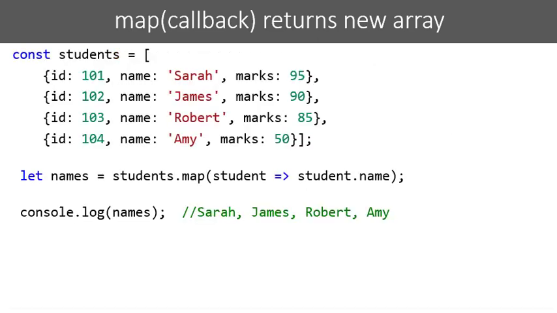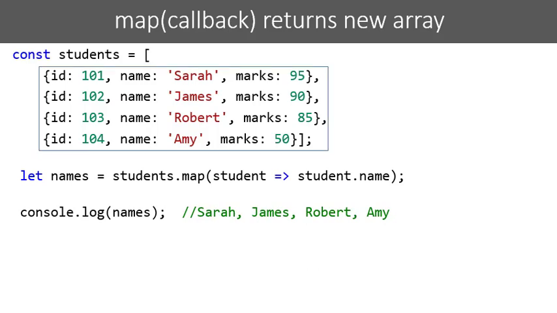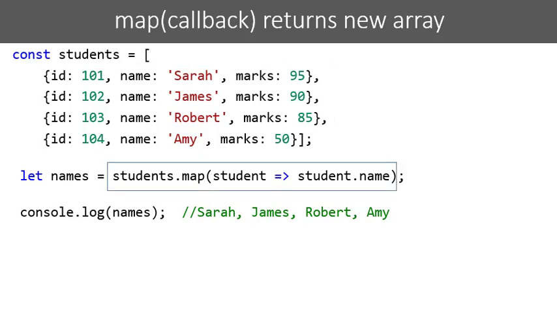Here in this example, the map method is used to extract student names. The students array contains objects of students. A callback arrow function is written in the map method, which returns only the student's name, and this is inserted in the result array. In other words, the map method takes an element of the array, executes the callback function, and the result of the callback function is pushed on the new array.